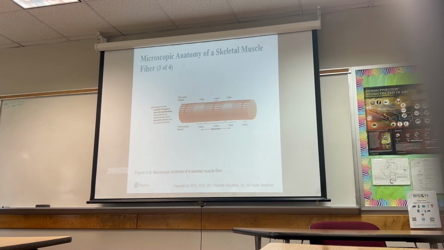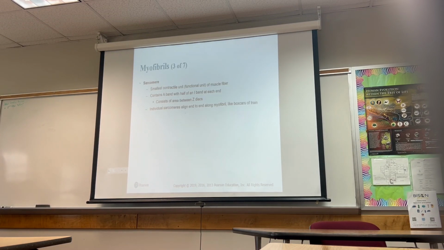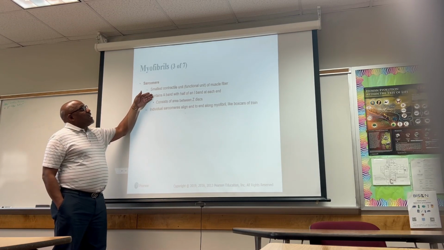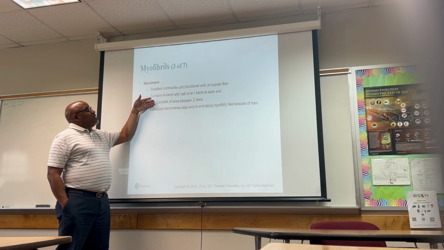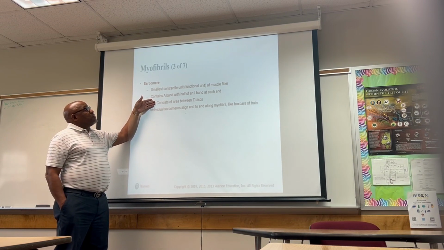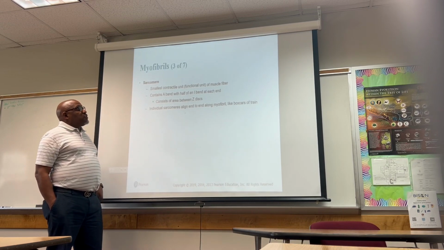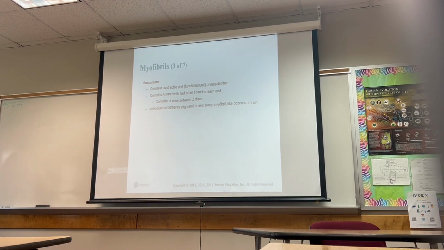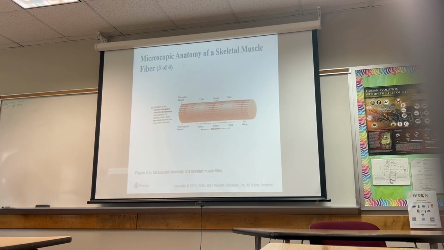We'll back up because I skipped something. A sarcomere, I mentioned it to you in the picture already. It's the smallest contractile unit. It's the functional unit of a muscle cell. It contains an A band with half of an I band on each end. Also, it's the area between two Z discs. Individual sarcomeres are aligned end to end on a myofibril, like boxcars on a train.